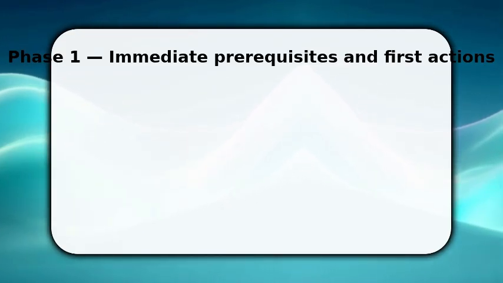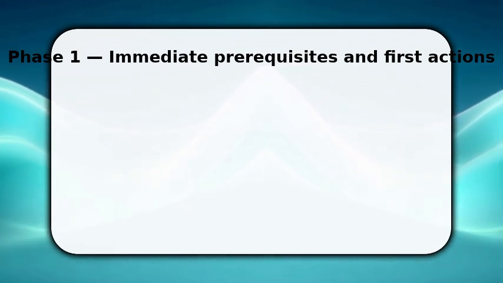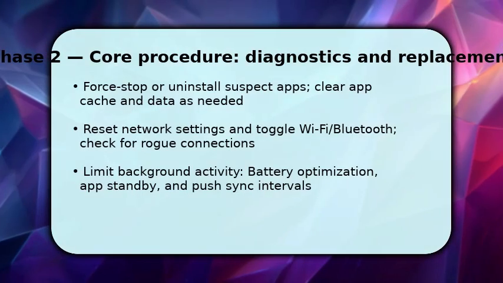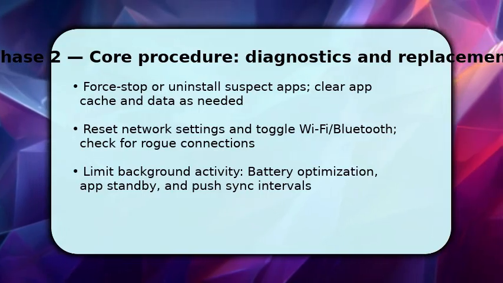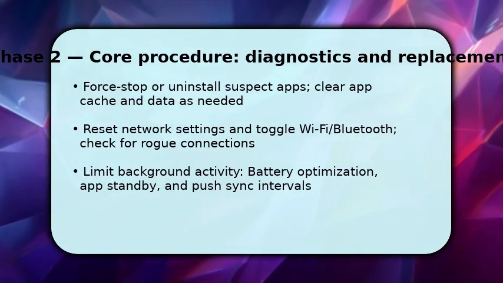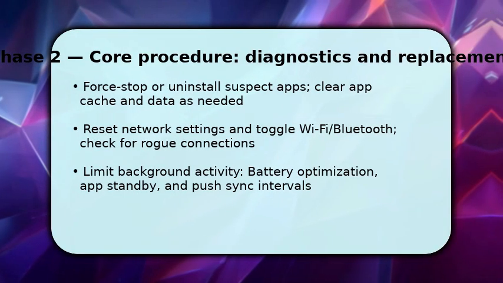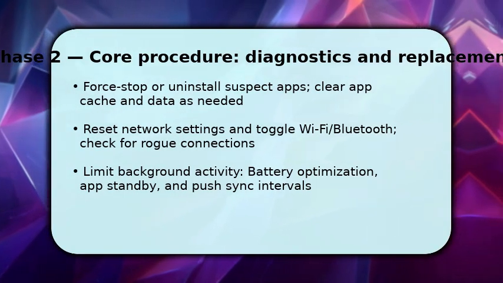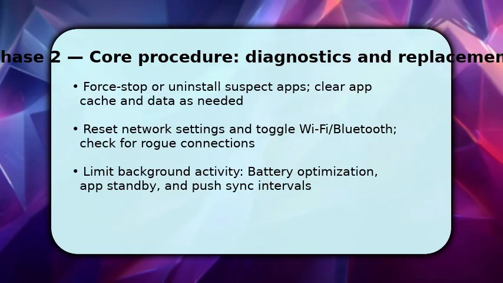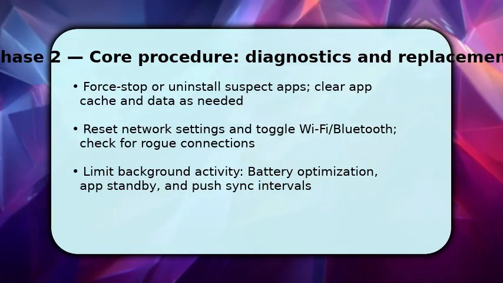Now you take deeper actions. Force stop or uninstall apps identified earlier, and clear cache or data for misbehaving apps, because corrupted caches can cause wake locks. Next, reset network settings and toggle Wi-Fi, Bluetooth, and location. Persistent scans or rogue Bluetooth devices can keep radios awake.